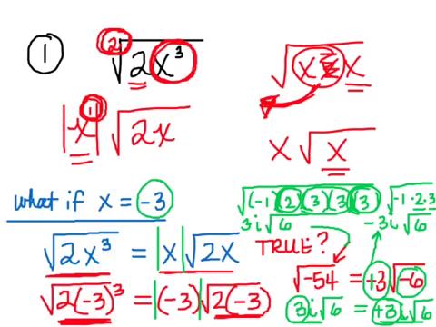And so remember, again, you don't have to completely understand the why, but that is why we have to write it, because it's not always true if we don't write the absolute value bars. So this is the answer to number 1.